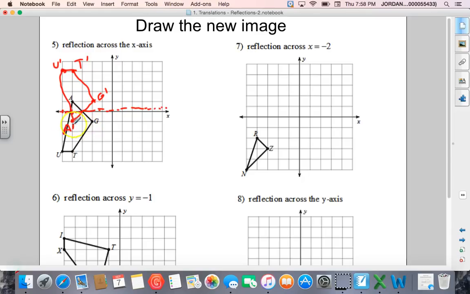That was really, really bad, but you guys got the idea. So I can straighten it out a little bit. That's a little bit better. So we got this shape right here. This four-sided figure is our reflection of figure AUTG. All right. And then let me go ahead and do one of these other ones.